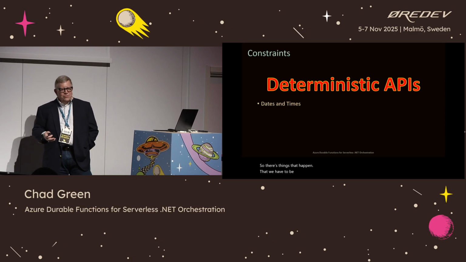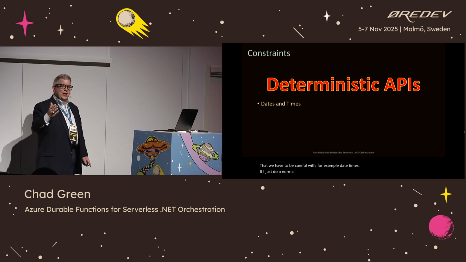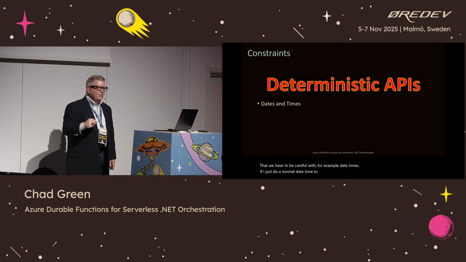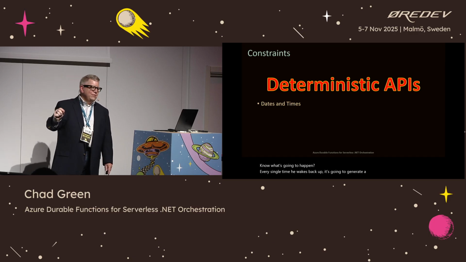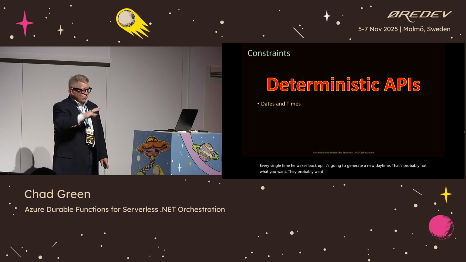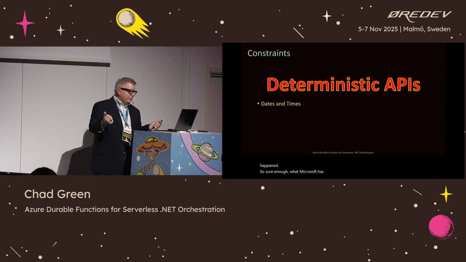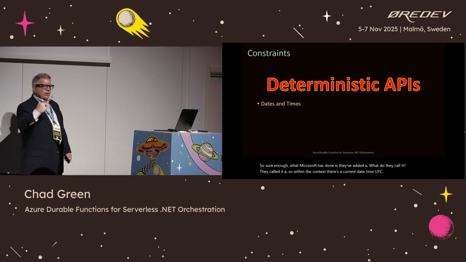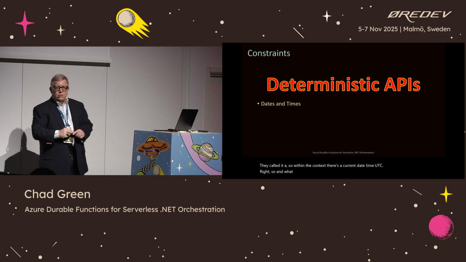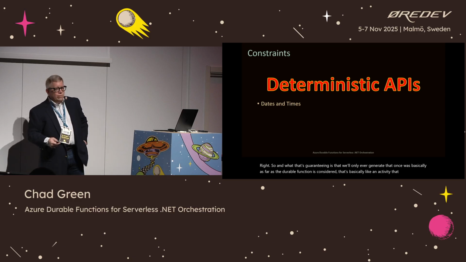For example, date times. If I just do a normal DateTime.UtcNow, what's going to happen? Well, every single time it wakes back up, it's going to generate a new date time. And that's probably not what you wanted, because you probably want the date time when this thing started or what have you. So sure enough, what Microsoft has done is they've added, within the context, a CurrentUtcDateTime. And what that's guaranteeing is that we'll only ever generate that once. Because as far as the durable function is concerned, that's basically like an activity that it's doing. It's just an extremely simple activity.